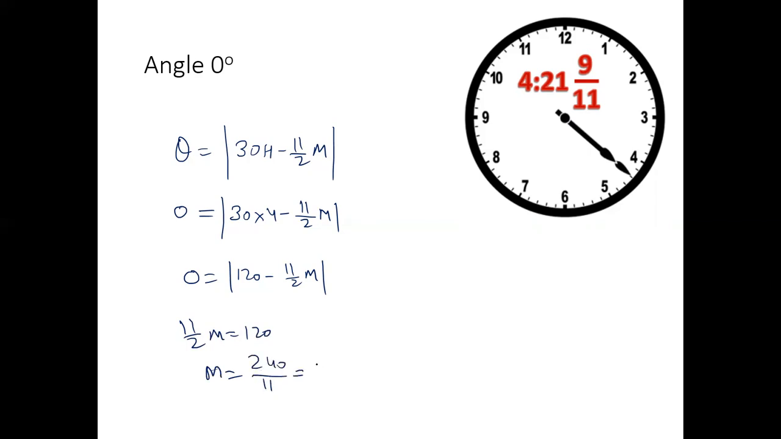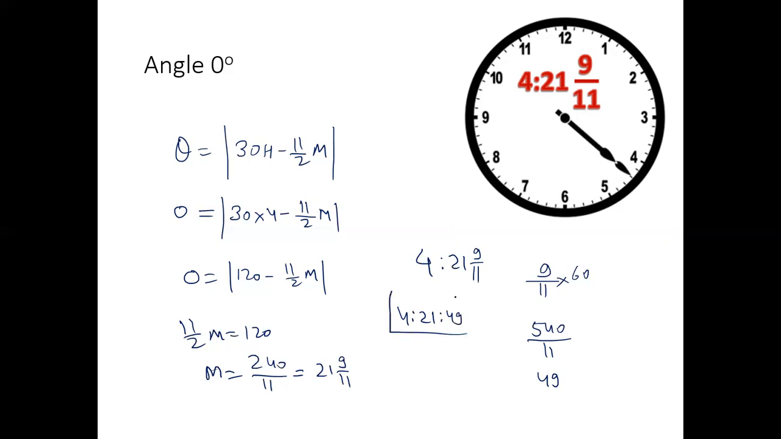When you divide this, you get 21 and 9 by 11. So at 4:21 and 9 by 11, the two hands of the clock overlap each other. And to convert this 9 by 11 into seconds, multiply by 60. That is 540 by 11, approximately 49 seconds. So at 4:21:49, the two hands of the clock will overlap each other between 4 and 5.